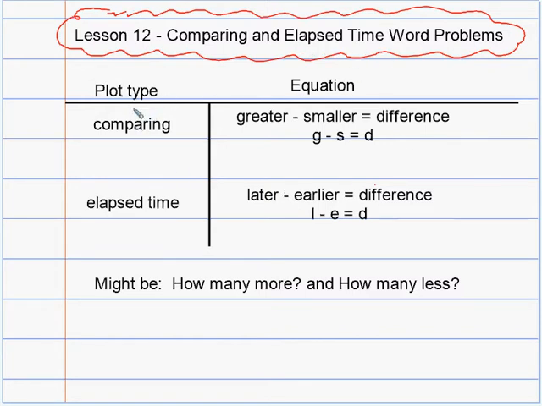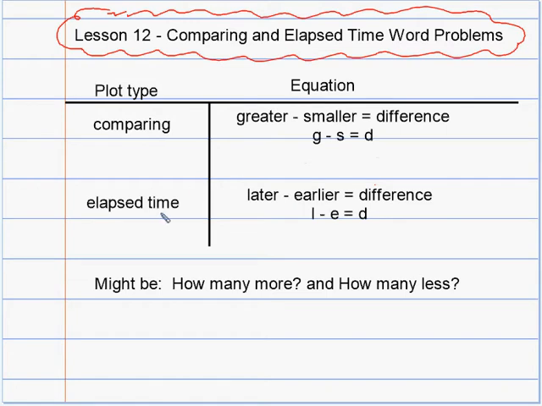So again, put this in your notes. Plot type, again, that's just the type of story problem that you're reading. When you're talking about comparing, the equation that you would write, you would always take the greater number and subtract the smaller number from it to get the difference, or G minus S equals D. Remember, those are variables, so you can use whichever letter you would like.